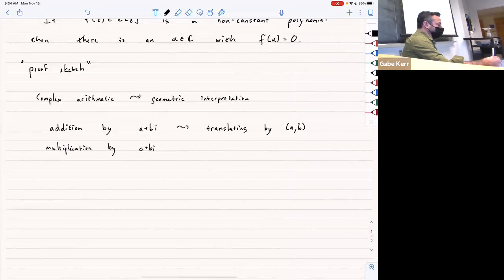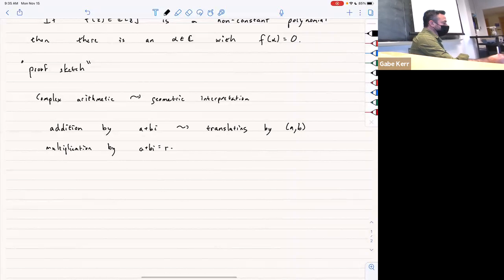And then multiplication by a plus bi, well, we can represent this complex number quite rigorously in the form r times e to the i theta in polar coordinates. It's like rotating counterclockwise, say rotating by theta, and dilating by r.